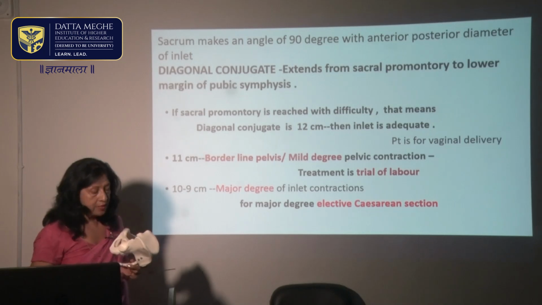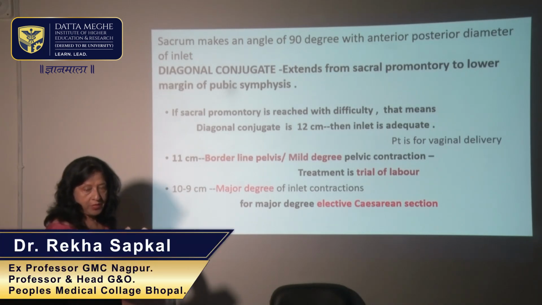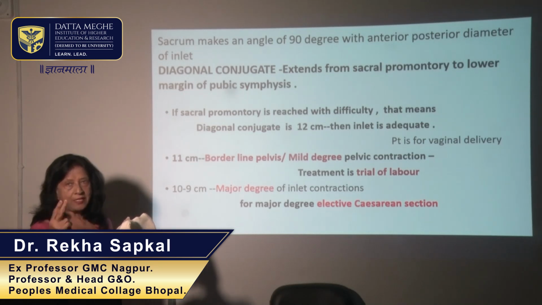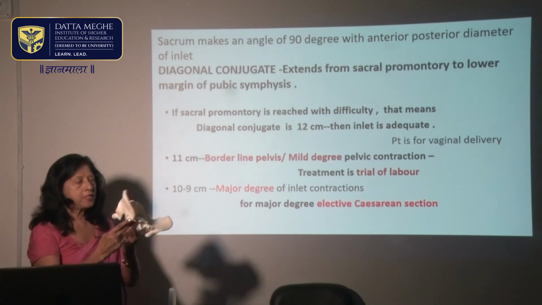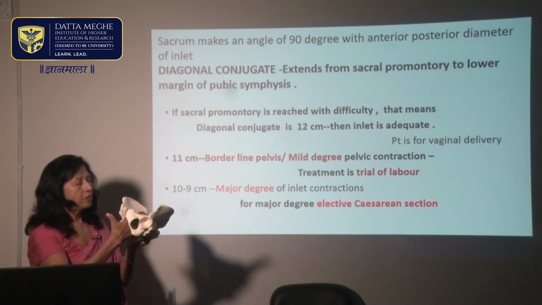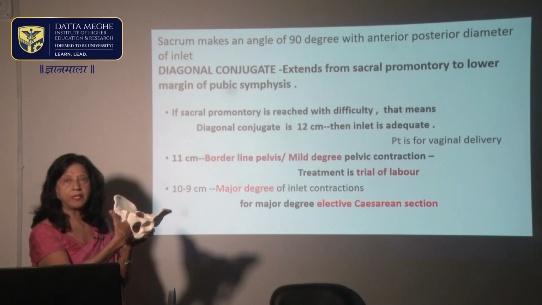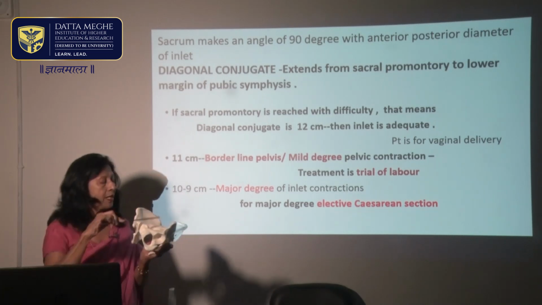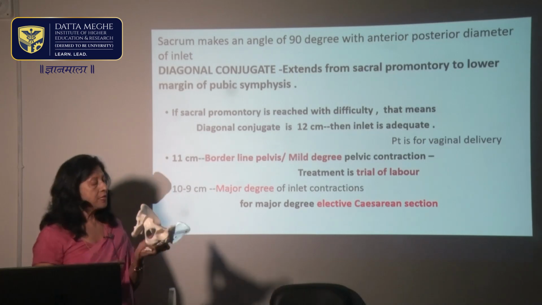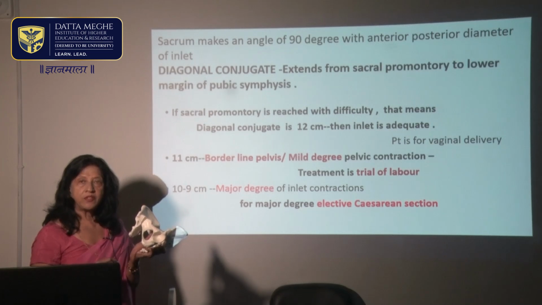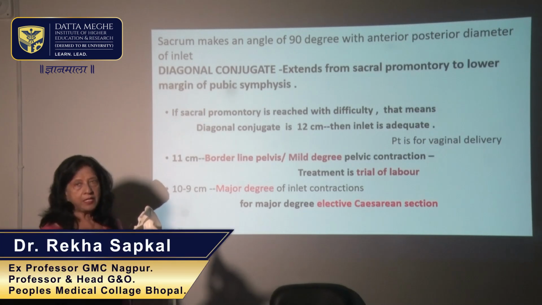Diagonal conjugate we have discussed. So, what is the measurement of this diagonal conjugate? It is 12 centimeter. You just remember, this is one finger, 1 upon 2, 12 centimeter. What is the measurement of diagonal conjugate? 12 centimeter. What is the measurement of AP diameter? 11 centimeter. What is the measurement of this obstetric conjugate? 12 centimeter minus 1 centimeter. So, it will be 11 centimeter, or at least 10.5 centimeter.